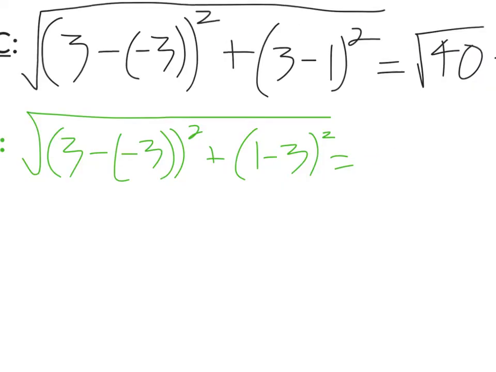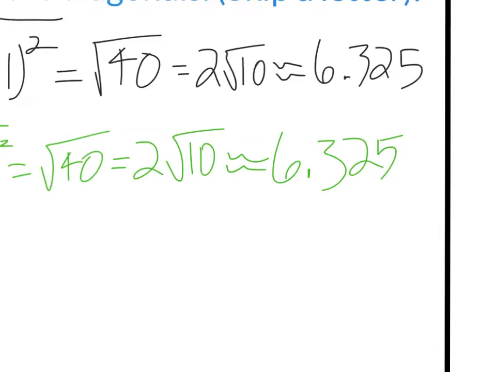So 3 minus negative 3 is 3 plus 3, that's 6. 6 squared is 36. And 1 minus 3 is negative 2. And negative 2 squared gets you positive 4. So just like the one before it, you have positive 36 plus positive 4, giving you a square root of 40. So we do have the same number, giving me a simplified radical of 2 square root 10, which rounds again to the nearest thousandths place as 6.325. So that's going to wrap it up for these notes.